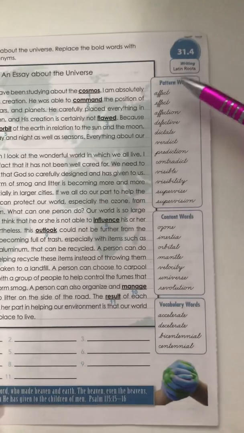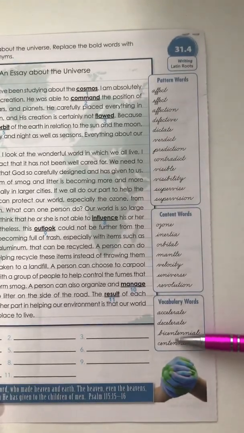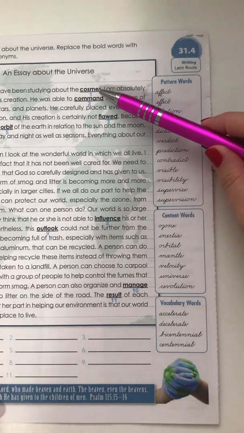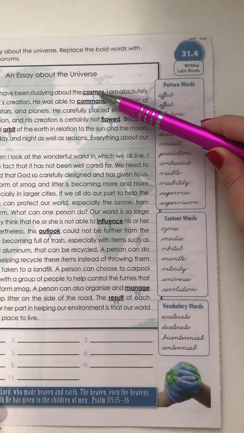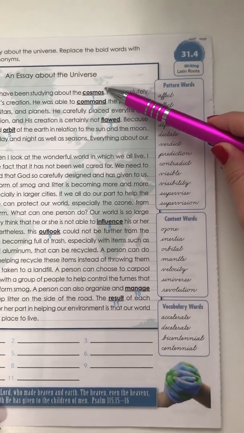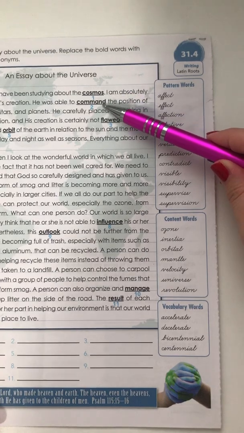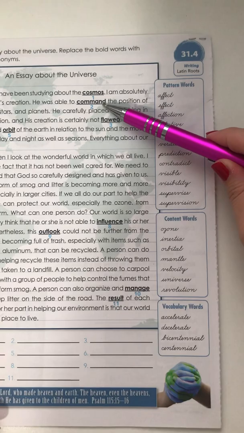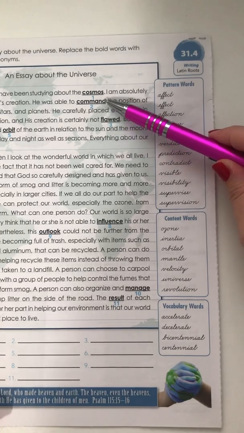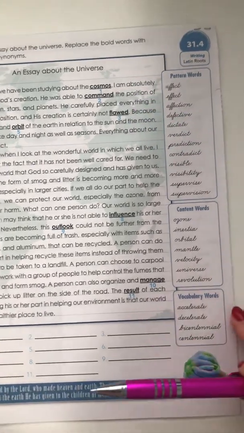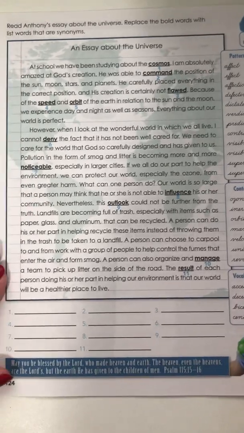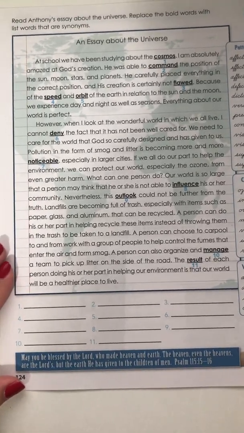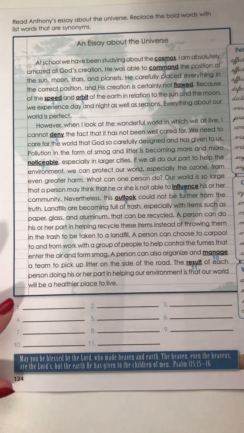So a word in your whole list, not just in your pattern words, but your whole list that means the same or almost the same as the word cosmos. Then again, for command, what word in our list means the same or almost the same as the word command, and etc. all the way through number 11. So there are 11 of them, and once you find them, you're going to write them neatly on these lines below.